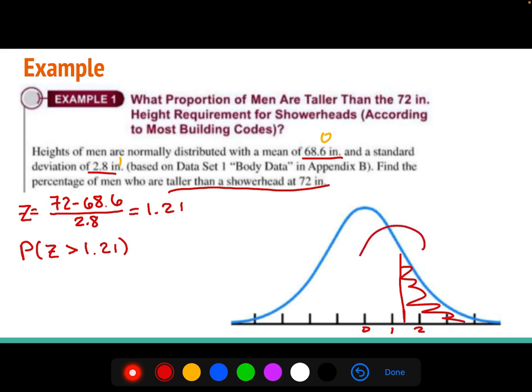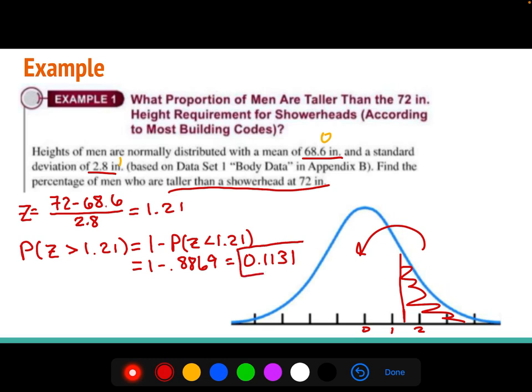Well, 1.21, if there's 0, there's 1. So the 1.21, anything greater, that means we want 1 minus to get, because we only go to the left. So that's 1 minus the probability of less than 1.21, which in our chart, that's 1 minus 0.8869. 1 minus that is 0.1131. So 11% of the men are going to be taller than the shower head.